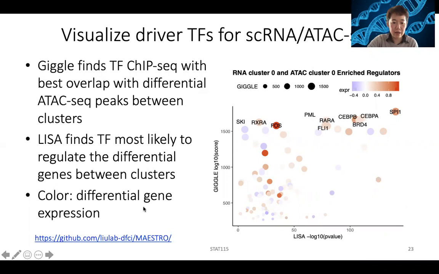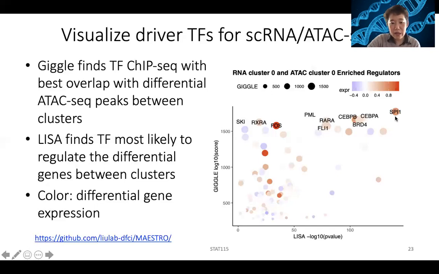And this is one example that we give you. The x-axis is the result from LISA, and the y-axis is the result from GIGGLE. LISA is run on the single cell RNA-seq differential genes, and GIGGLE is run on the single cell ATAC-seq differential peaks. And you can see a lot of the factors, every dot is a predicted factor. And most of them are actually positively correlated.